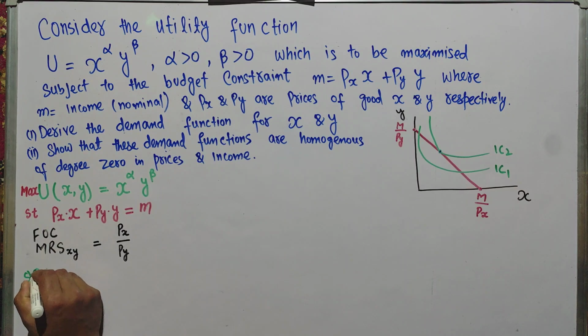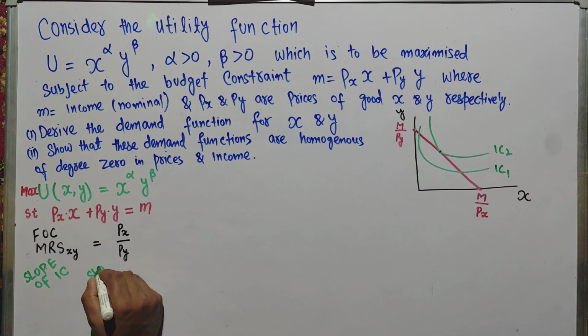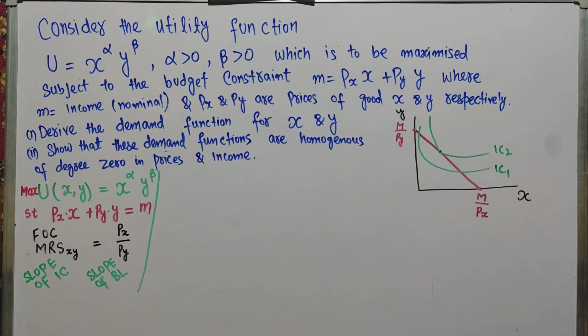Okay, so MRS is the slope of the indifference curve, and px upon py is the slope of the budget line. Okay, I hope I am making sense. Now, what is MRS? MRS is simply the ratio of the marginal utilities of good x and y. Let me write it here if I have the space. So MRS is simply the ratio of the marginal utility of good x and marginal utility of good y.